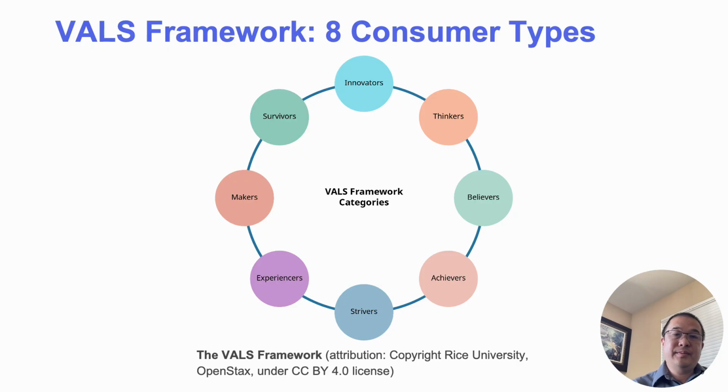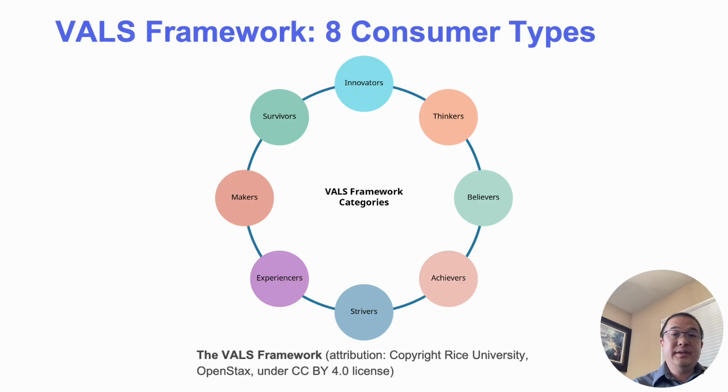Number 5, strivers. The characteristics include they want success. They're fashion conscious. They have limited financial resources. The buying behavior is they buy stylish products at affordable prices. Examples include trendy clothing and budget luxury brands.